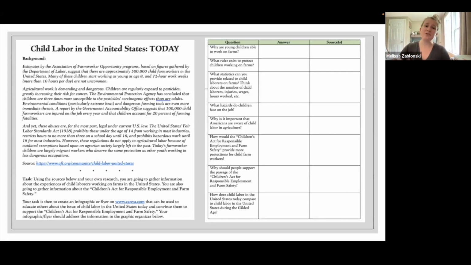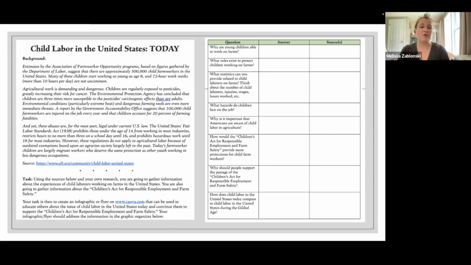But then we take a look at the fact that employment laws and federal laws against child labor often have loopholes to get around in terms of using child labor on farms. And so students do this inquiry activity where they look at different sources in order to learn about child laborers on the farms, what their experiences are, what rules exist to protect them on the farms. Why is it important for Americans to be aware of this?